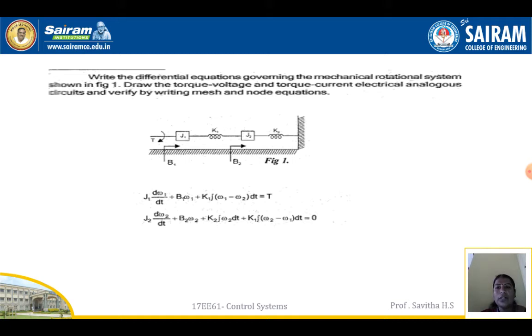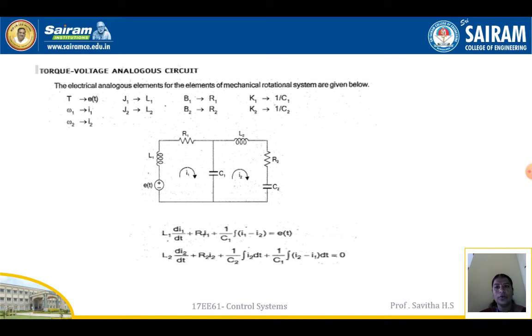So J1 dW1 by dt plus B1 into W1 plus K1 integration of W1 minus W2 into dt is equal to T, and J2 into dW2 by dt plus B2 into W2 plus K2 integration of W2 into dt plus K1 integration of W2 minus W1 into dt is equal to 0.